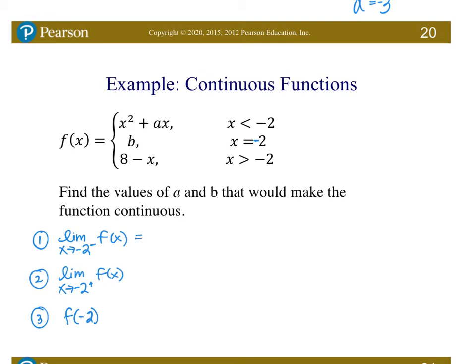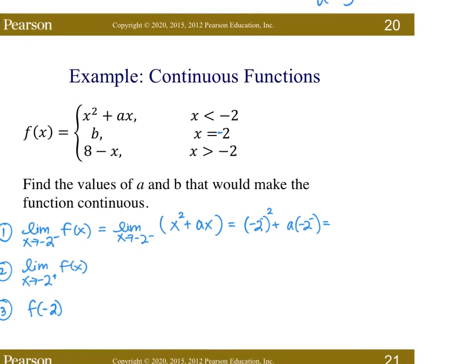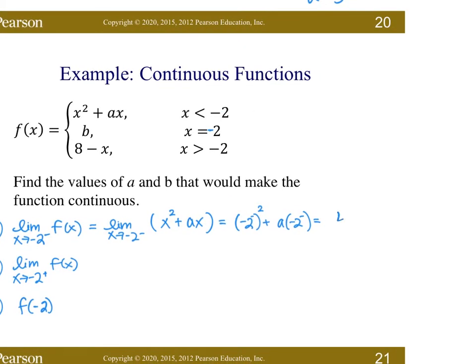All right, when we approach negative 2 from the left, we'll be using the equation x squared plus ax. So we'll put negative 2 in there. That would be negative 2 left squared plus a times negative 2 left. Negative 2 squared is positive 4, and it's technically 4 plus, but you don't have to worry about the pluses and the minuses, and then minus 2a.